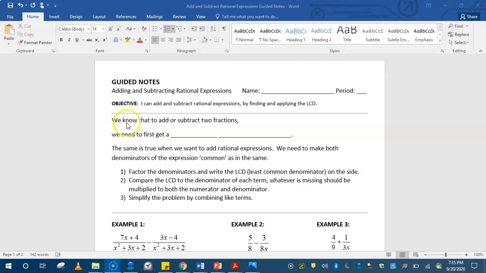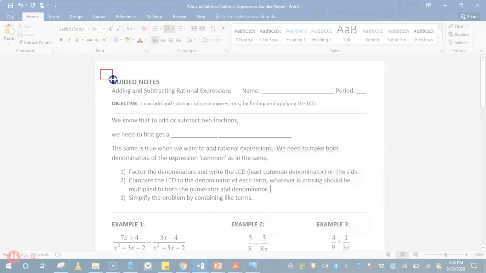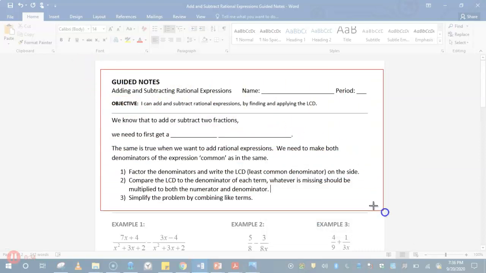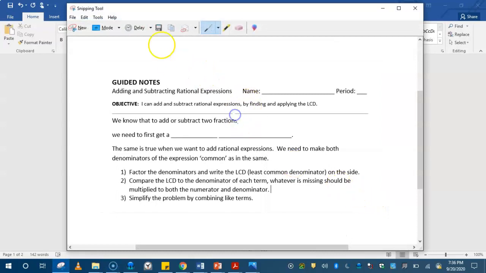So let's think about what we need to know when we add or subtract two fractions. I'm going to go ahead and take a snip of this so I can fill in the guided notes with you. If I had my time machine and I could take you back in the day to when you were in, I want to say about fourth grade, and you were learning how to add fractions, one of the things that you had to know in order to add or subtract fractions was that you needed to have a common denominator.